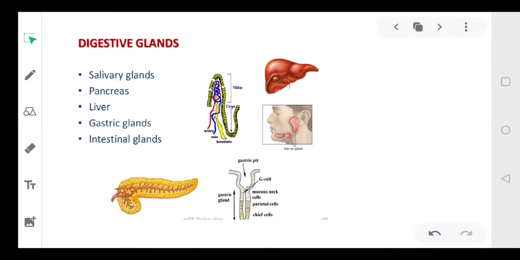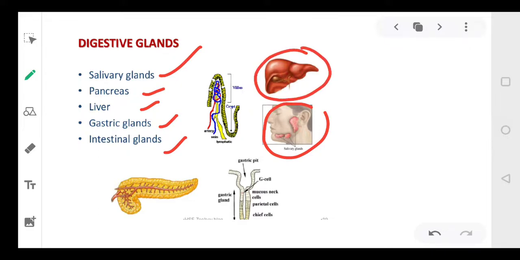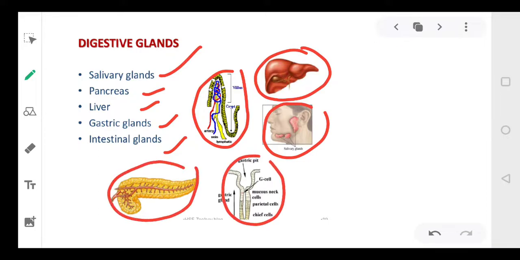Now, basically, there are 5 digestive glands which are associated with your digestive system. They are a very important part of the digestive system. The very first is the salivary glands. You can see their location. Then second is pancreas, liver, gastric glands, and intestinal glands. So these are the 5 glands which are very important for you. This is the liver, this is the intestinal glands, and the pancreas. I've put a picture for you so that you can identify them. Now we'll take each gland separately.